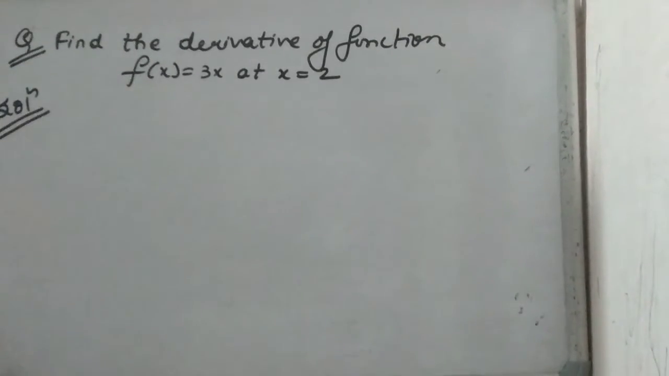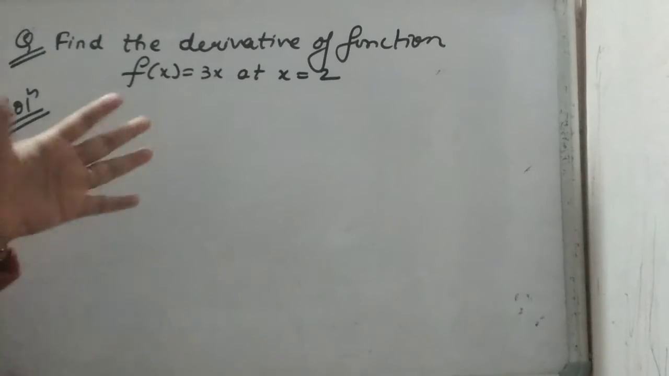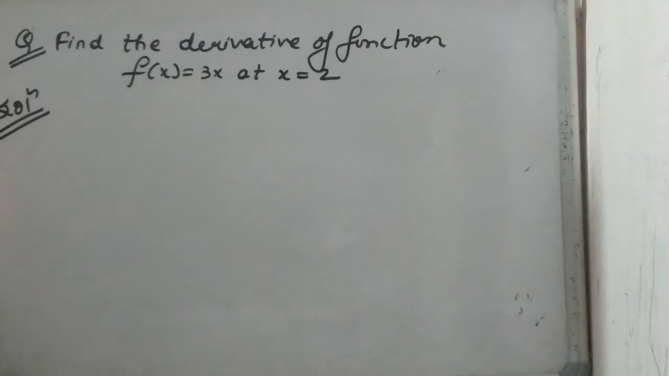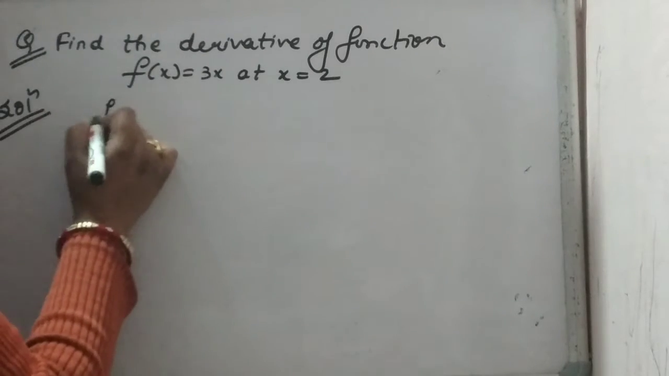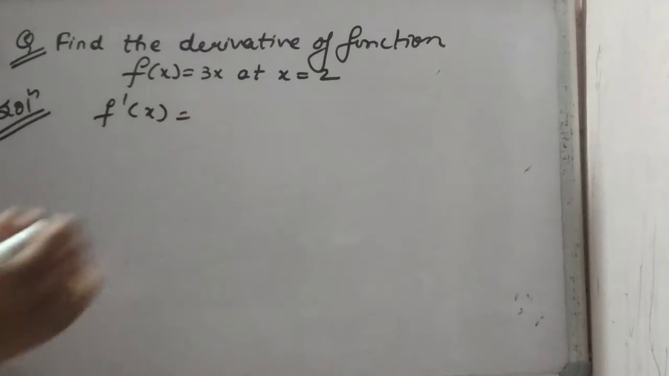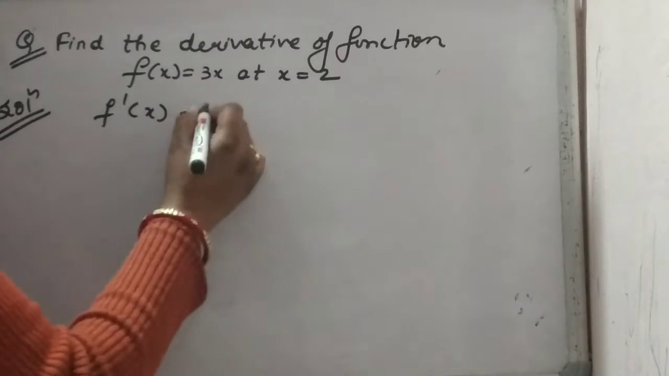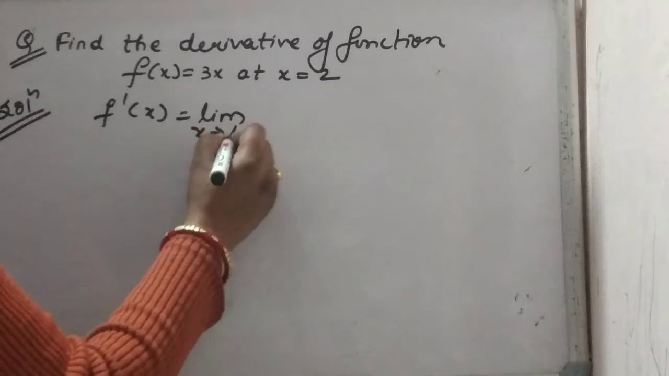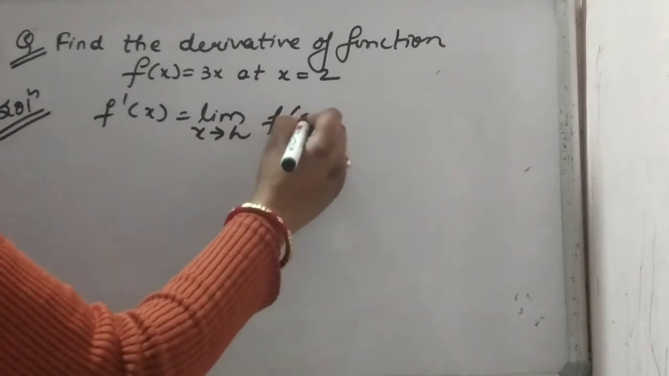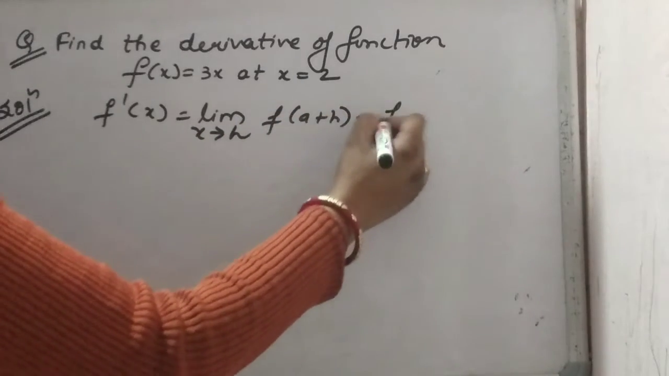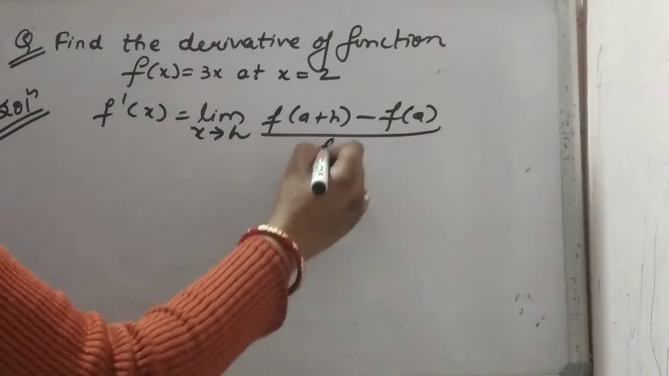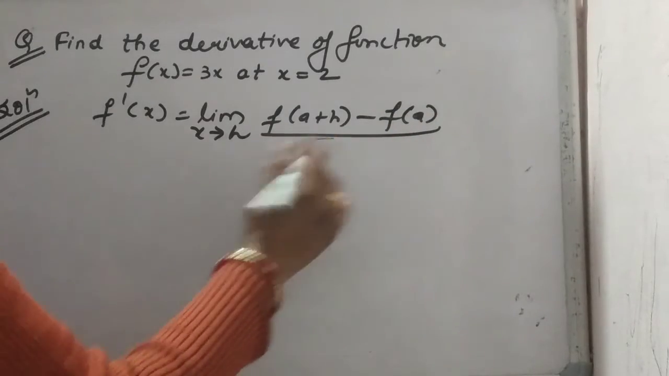Now see the question, okay. If they are not asking about the left hand and right hand limit, then the positive one we have to use. So you can see here the first value given to you. We know the formula: the limit as h tends to 0 of f of a plus h minus f of a, upon h.